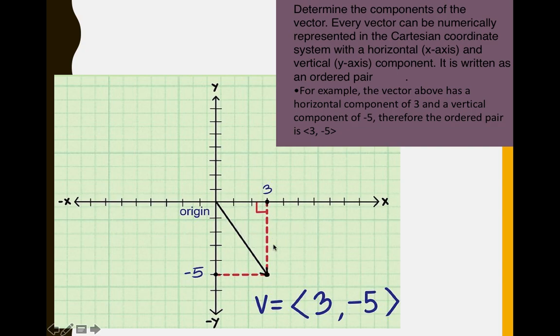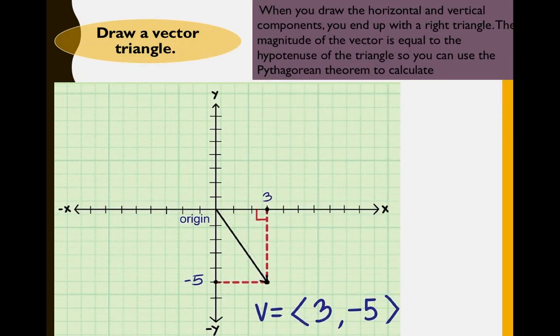Now, in this example, the vector above has a horizontal component. This vector here has a horizontal component of 3 and a vertical component of -5. Therefore, the ordered pair is (3, -5). Now, we will go to the modulus of a vector.